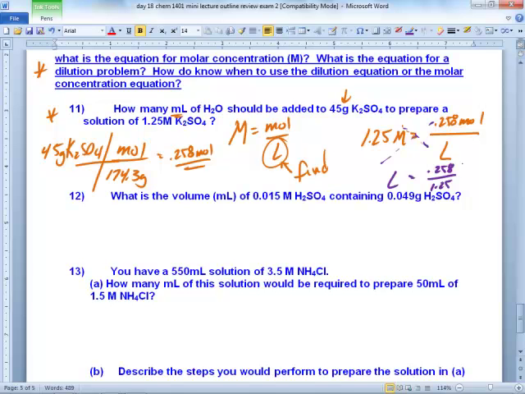About 0.21 liters or so. And then you have to multiply or divide by 1,000. Multiply. So you end up with 210. So your answer should be about 210 milliliters. Okay.